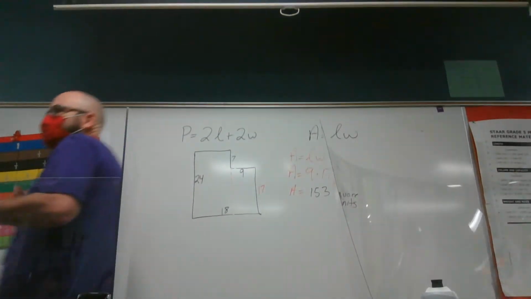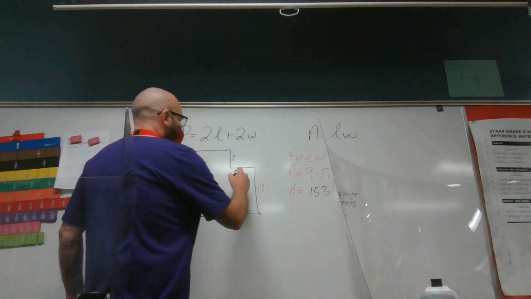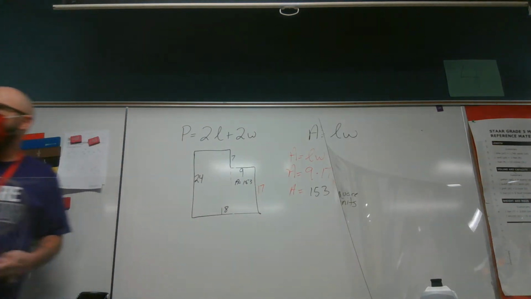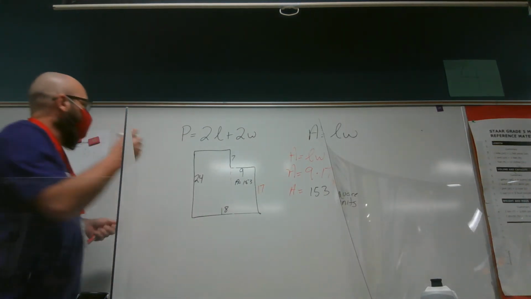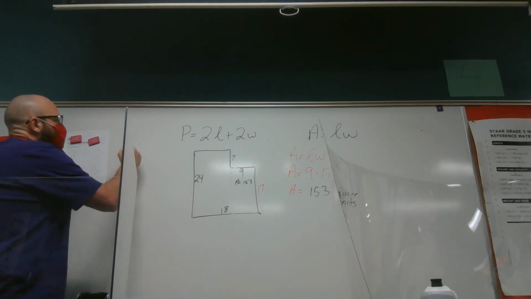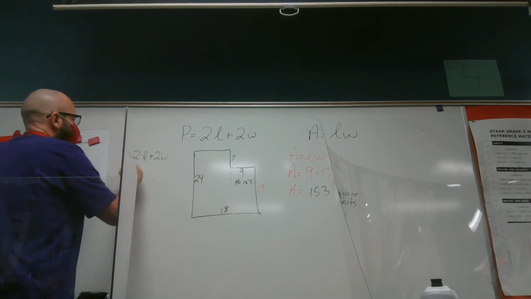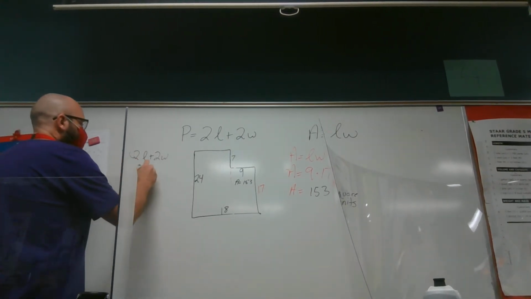We didn't put centimeters or anything down, so I can't put centimeters squared. So I can write in here, now I know my area is 153. Now to do my perimeter, since it's a rectangle, I can do perimeter equals 2 times the length plus 2 times the width. Perimeter equals 2 times 17 plus 2 times 9.